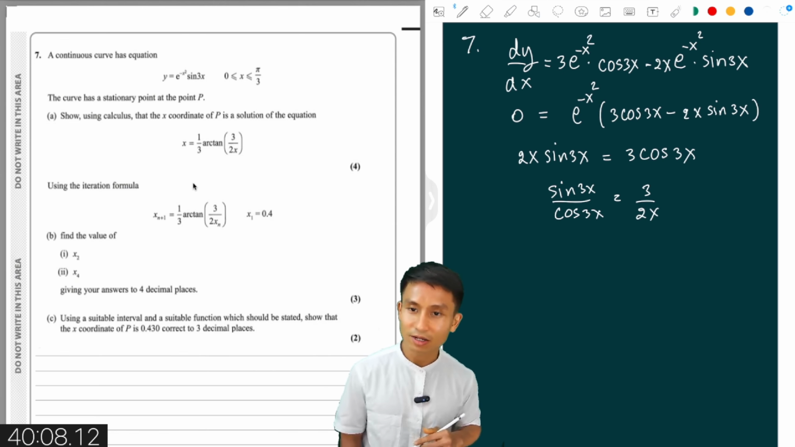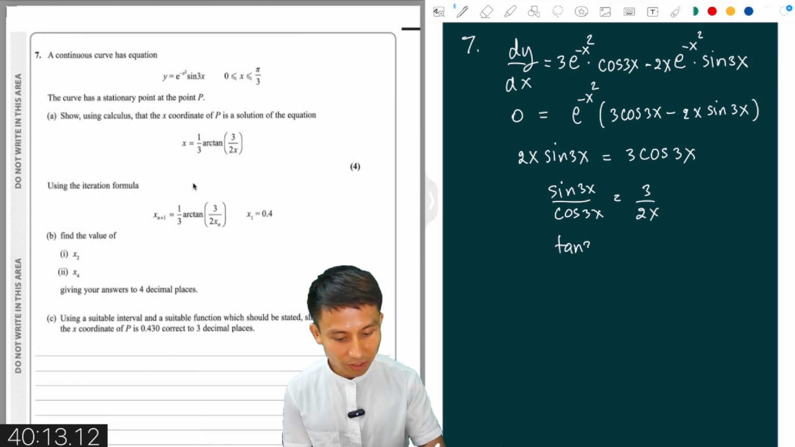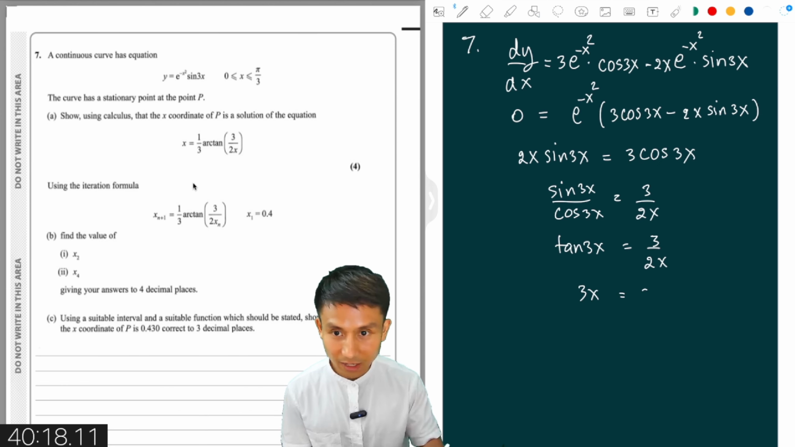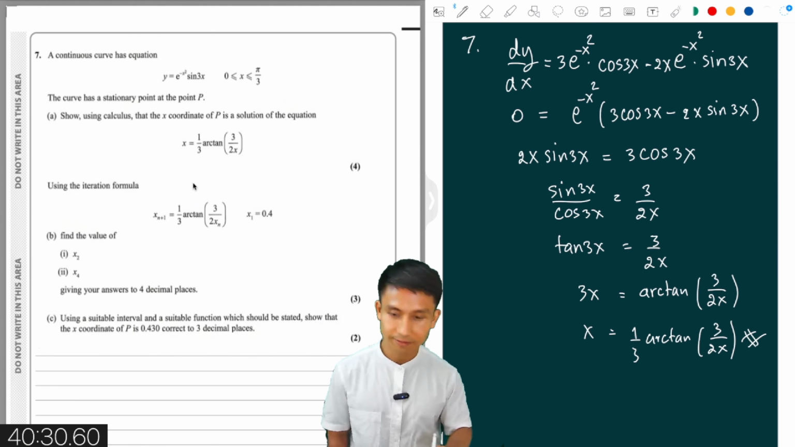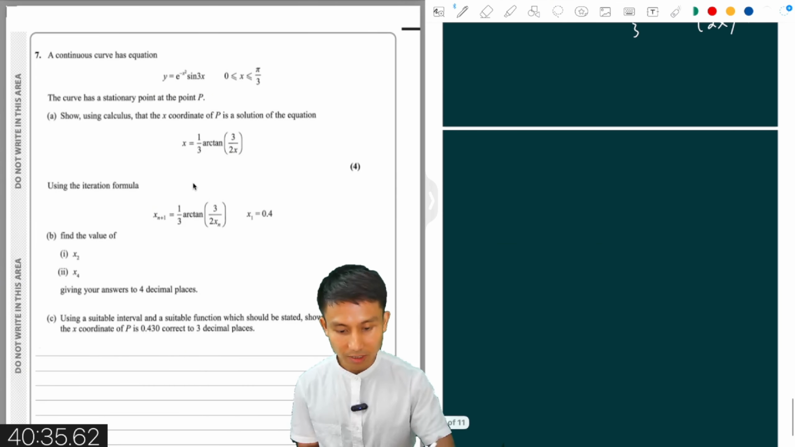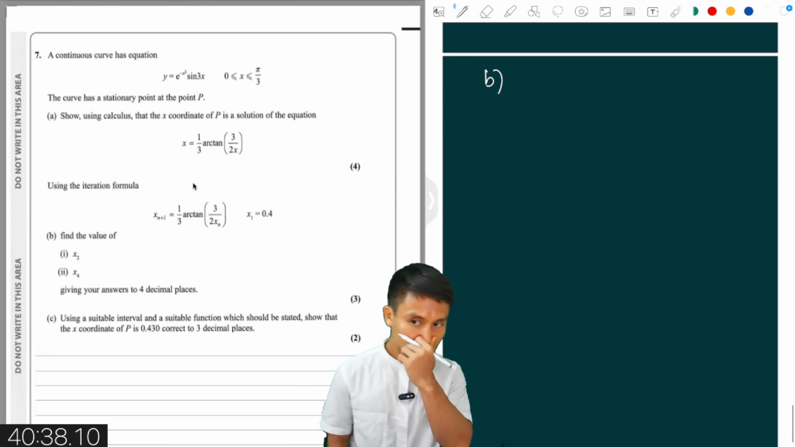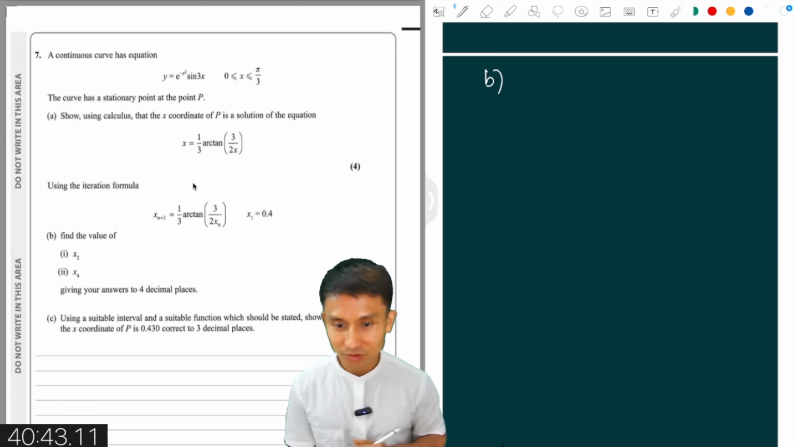Just dealing with the algebra here. So tan 3x equals 3 over 2x. That means 3x is arctan of 3 over 2x, right? And then x equals 1 over 3 arctan of 3 over 2x, as required. Okay, that's part A, right? Part B. Use the iteration formula. The first thing, x equals 0.4.